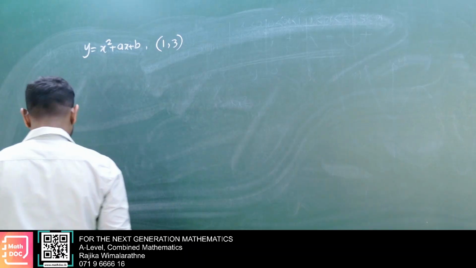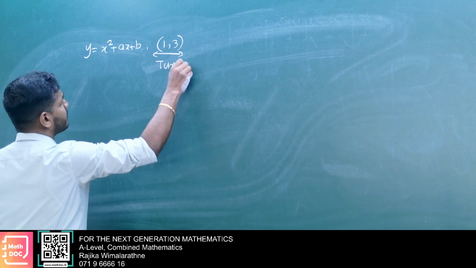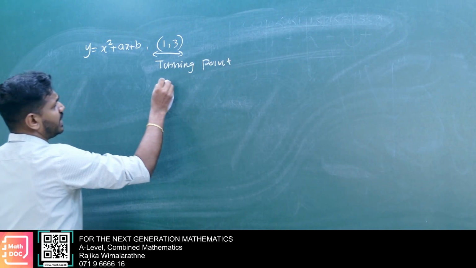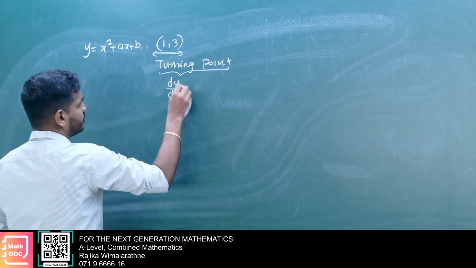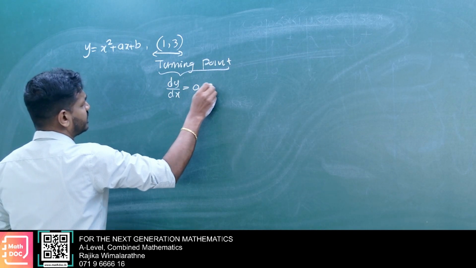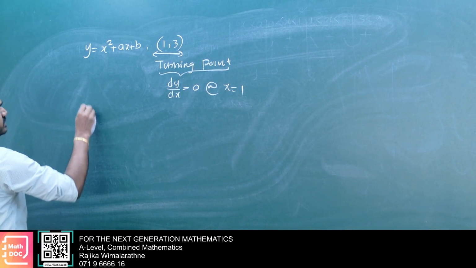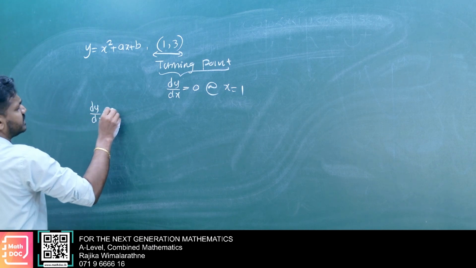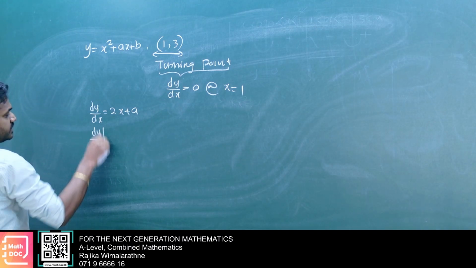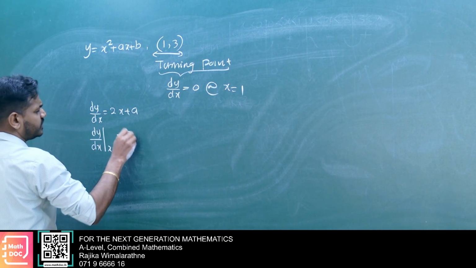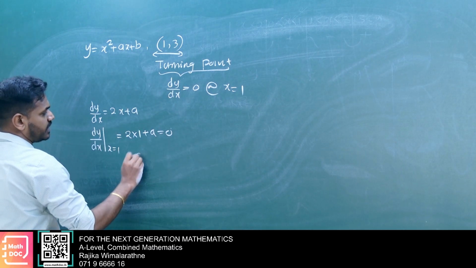Here this is the turning point. So at the turning point, the derivative is 0, no? At x equals 1, dy over dx is 0. Then you differentiate: dy by dx is 2x plus a. When you substitute x equals 1, the value will be 0 because this is the turning point. Then a is minus 2.